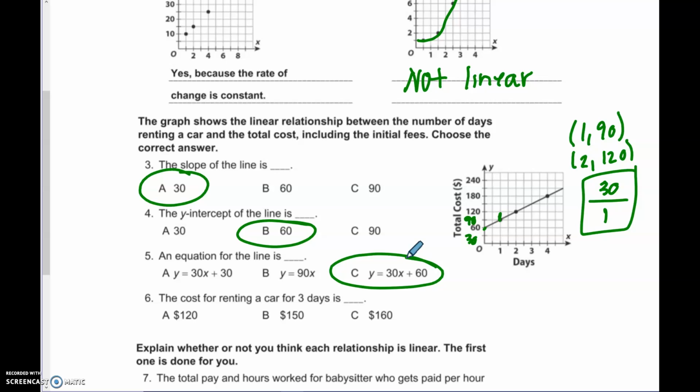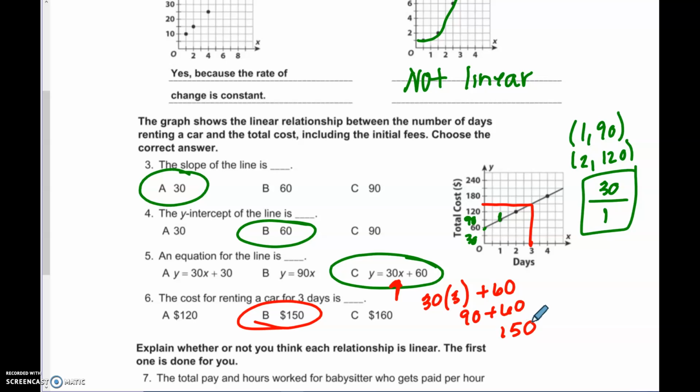So we could go over to the graph. One way would be to go over to this graph to 3 days and go up and over, so that's going to be at 150. Another way would be to replace this x with the number they're asking us for, 3, and then do your math. So 30 times 3 is 90, plus 60 is 150. So there's 2 different ways you could do that problem.